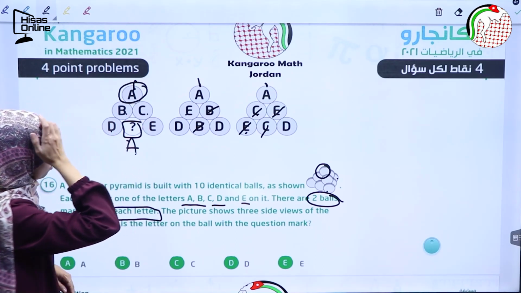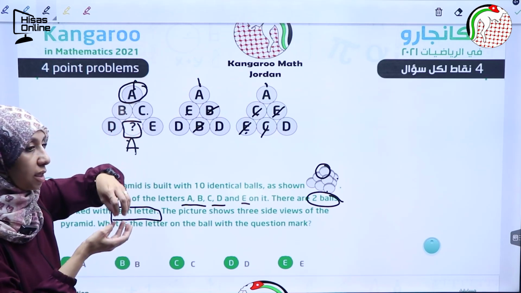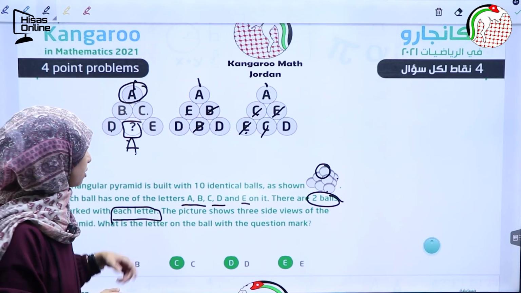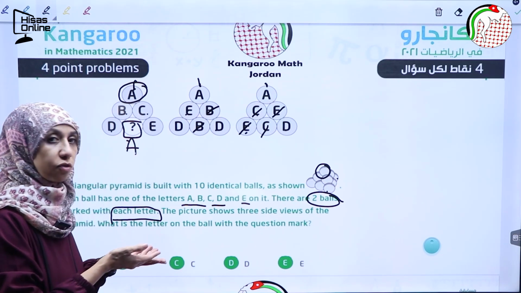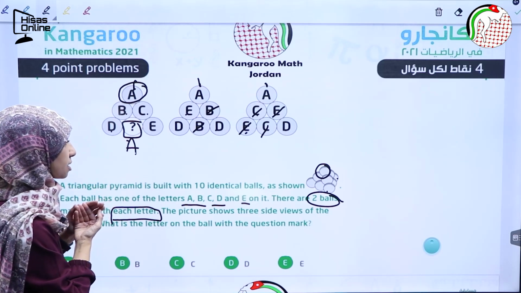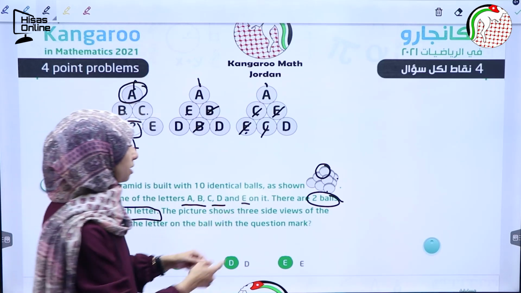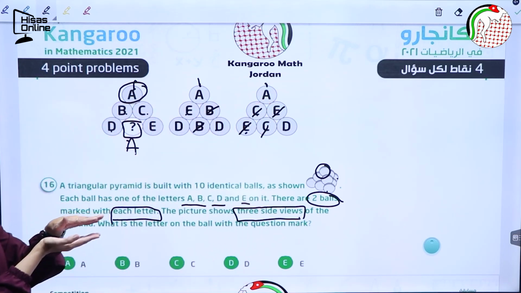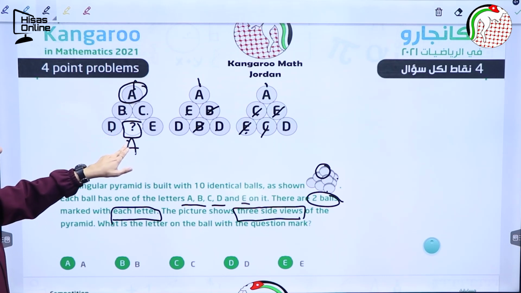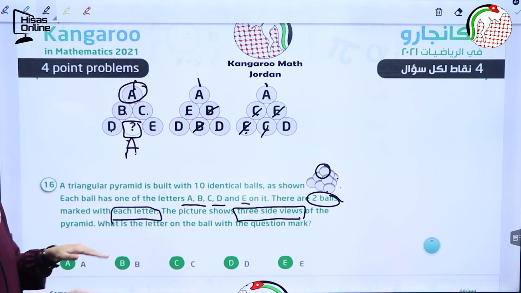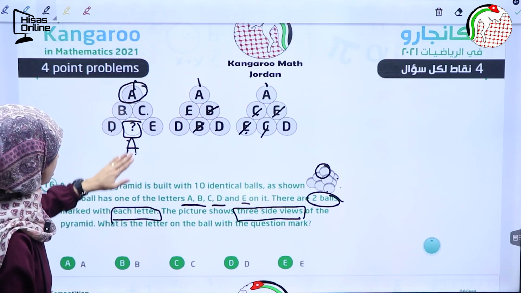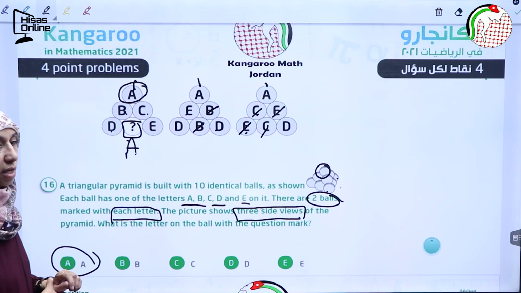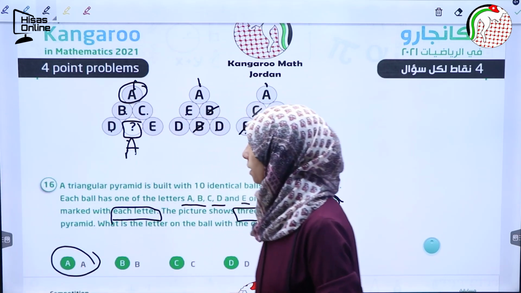So A will be here, which is the ball in the middle at the bottom part of the pyramid. So it will not repeat. You cannot see it from any side view. They said that we have side views only, 1, 2, and 3. The bottom, we can't see it. So the only way to see ball A is from the bottom side, and it's not shown here. So A is the right answer.